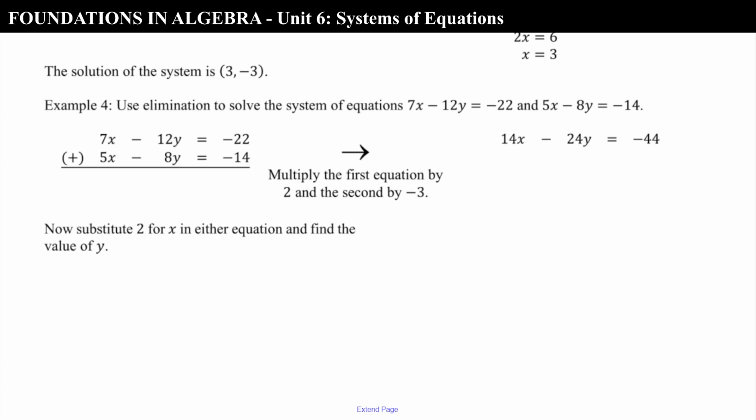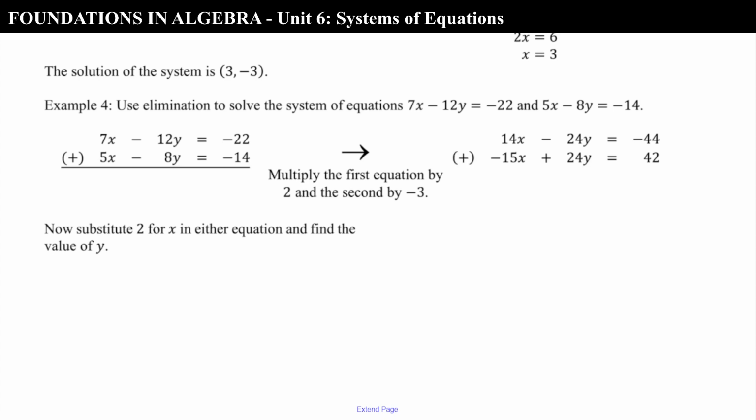7x times 2 is 14x. Negative 12y times 2 is negative 24y. Negative 22 times 2 is negative 44. On the bottom equation, multiply it by negative 3. 5x times negative 3 is negative 15x. Negative 8y times negative 3 gives us positive 24y. And negative 14 times negative 3 gives us positive 42.